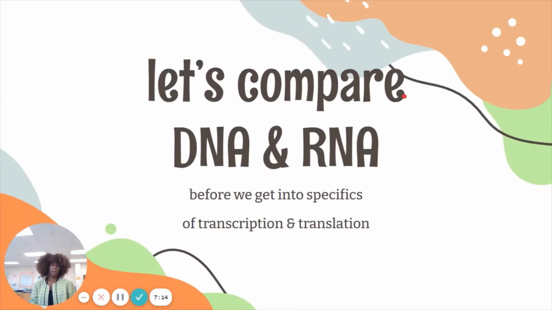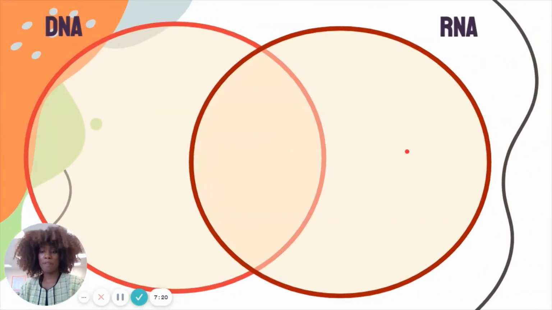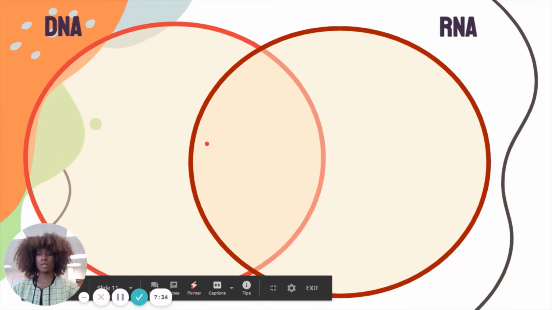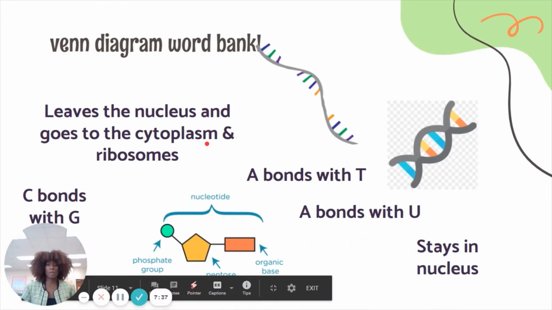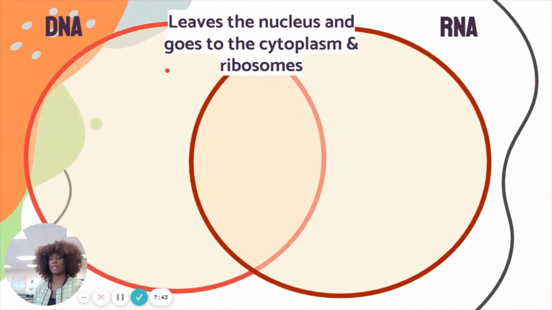So let's go ahead and compare DNA and RNA before we get into the specifics of transcription and translation. Let's just check for understanding. So this right here is a Venn diagram. Hopefully everyone knows what a Venn diagram is. So basically, if it applies to DNA, it's going to go in the DNA circle. If it applies to RNA, it's going to go in the RNA circle. And if it applies to both of them, it's going to go in that overlapping part. So here's our word bank. So we're going to sort each of these things together. So let's do this first example.